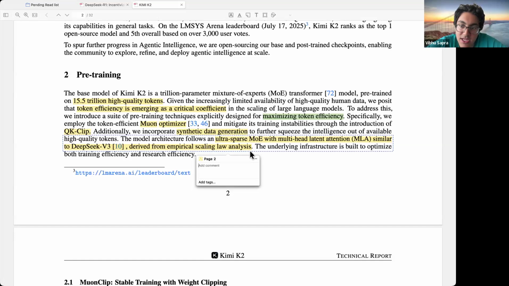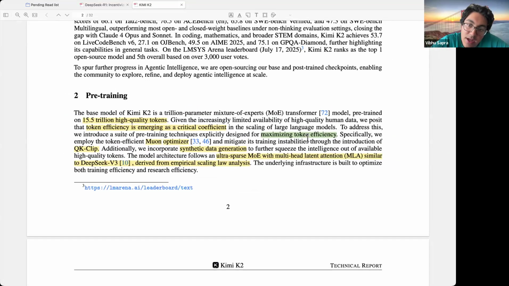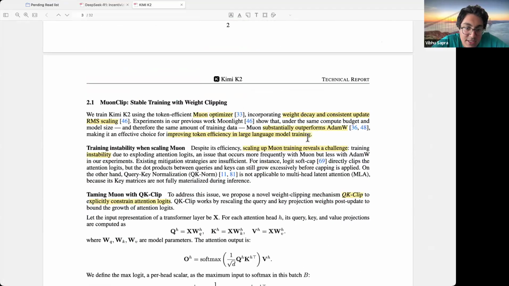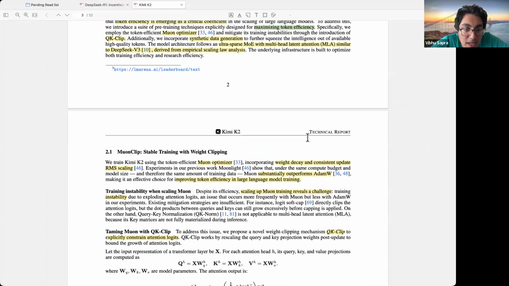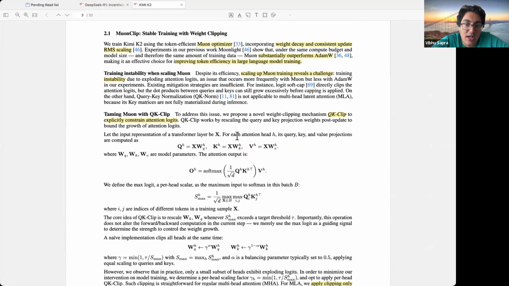Of course, their ultra sparse MoE is efficient. It's MLA, multi-head latent attention, which was derived from DeepSeek. And then they make some modifications. They actually show scaling laws for how sparse you want MoEs. There are charts of this later. MuonClip, so this is the optimizer and what they do.